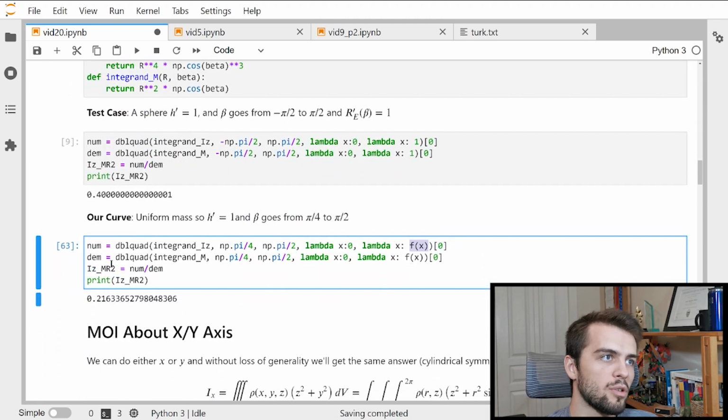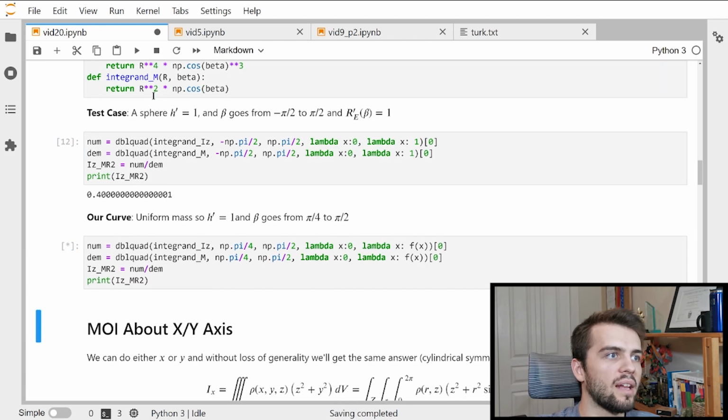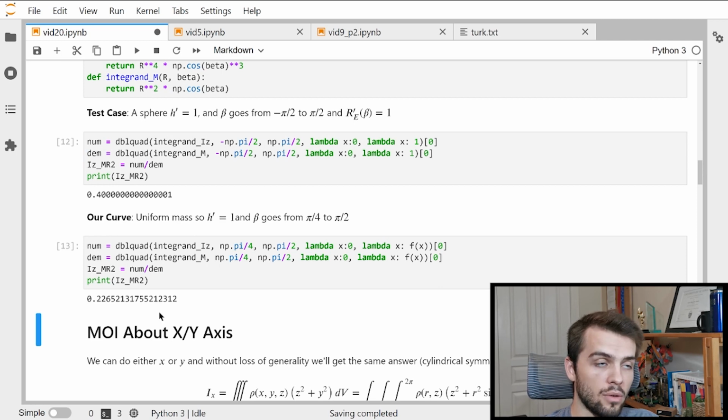And so I do this. I get my numerator and denominator, same as before. The only difference is this function here. And I get Iz over m r squared, this value here. So I've confirmed it with the sphere up above, and I get the value below.